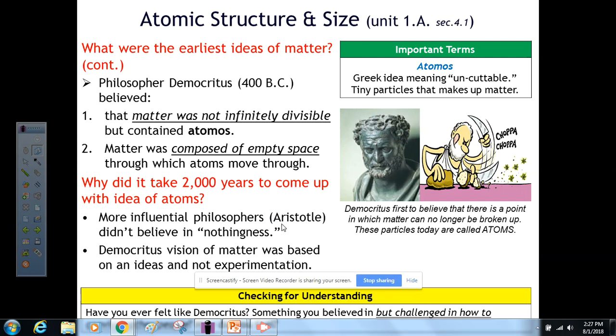Think about this for a moment, right? Have you ever felt like Democritus? Do you ever believe in something and know it was right, but were challenged on how to persuade somebody?